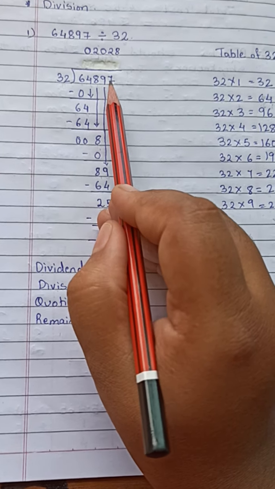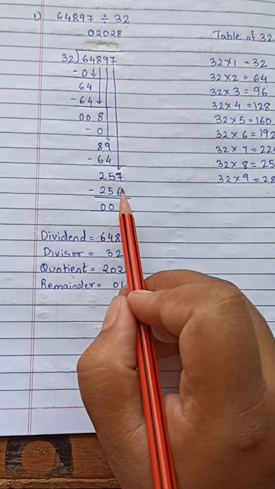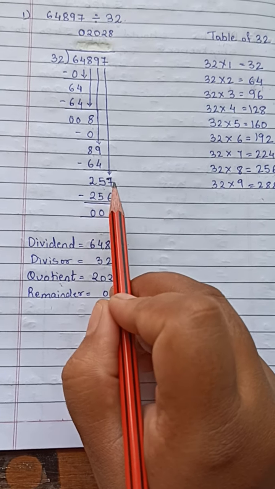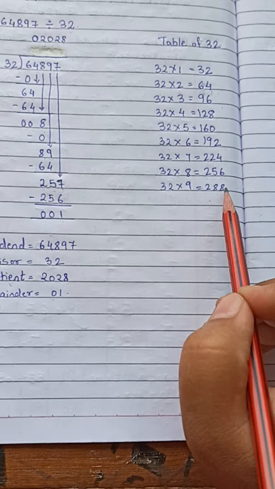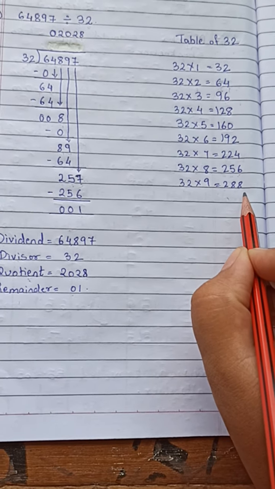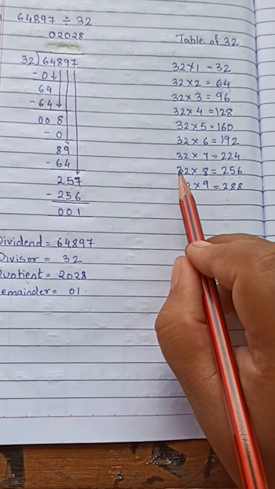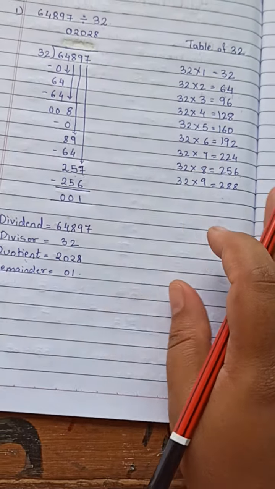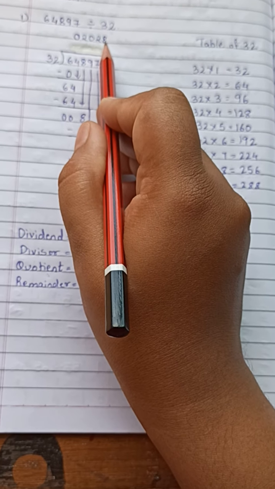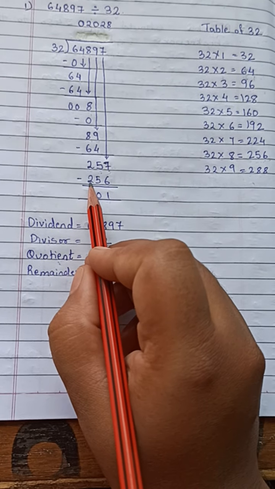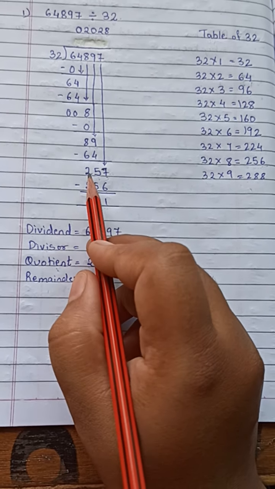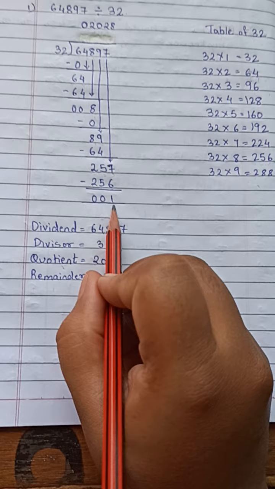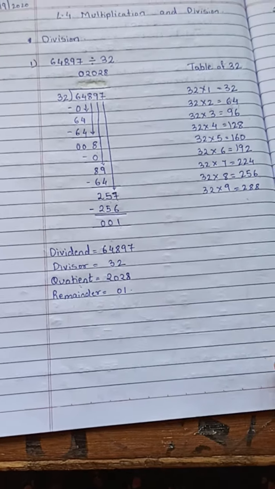The last digit is remaining, that is 7. Again we have to take 7 beside 25. The number becomes 257. Now look in the table, which number can you see smaller than 257? Correct. 32 8s are 256. This is the smaller number. So we write 8 on top and then write 256 down. So we subtract 257 minus 256 and the answer you will get is 1. Students, here the division is not over.